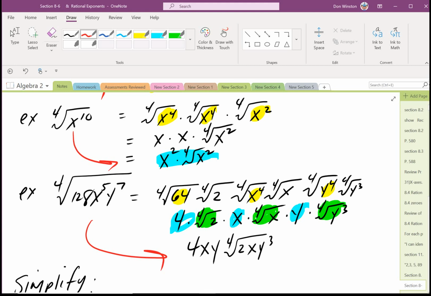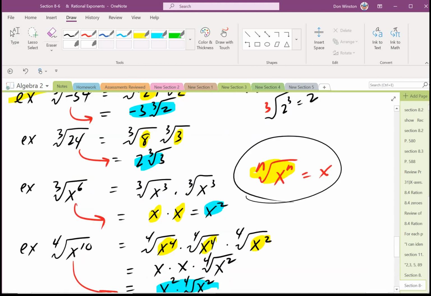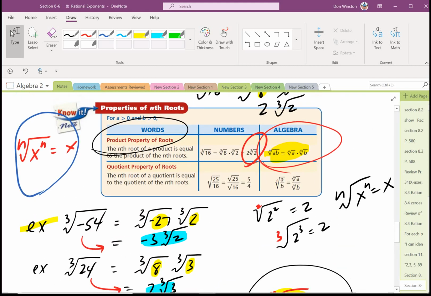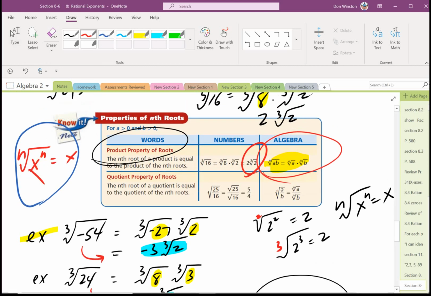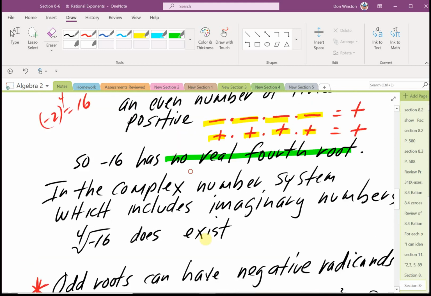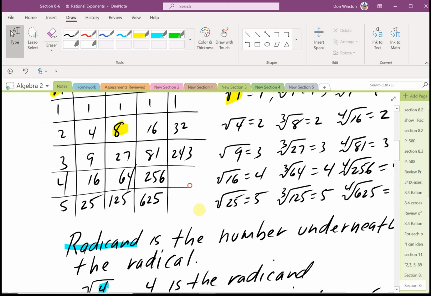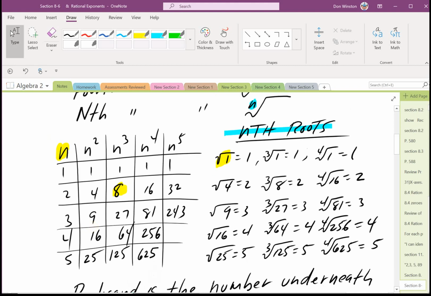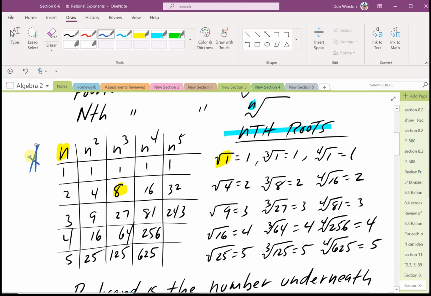All right, so what's important in this lesson? I'll just reiterate. One is this property here, particularly when you're working with variables. That property is very important. And then this table, I can't overemphasize enough, knowing how to go back and forth and back and forth and back and forth.